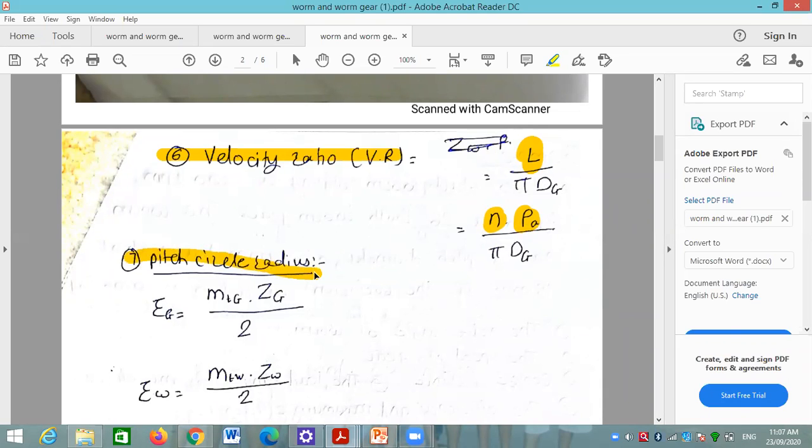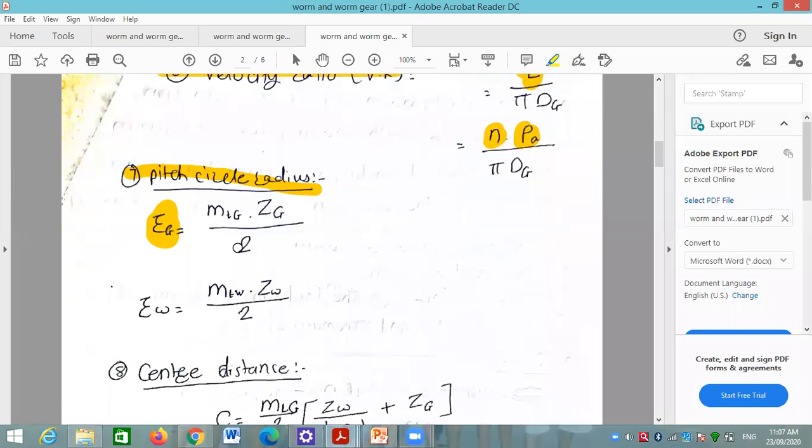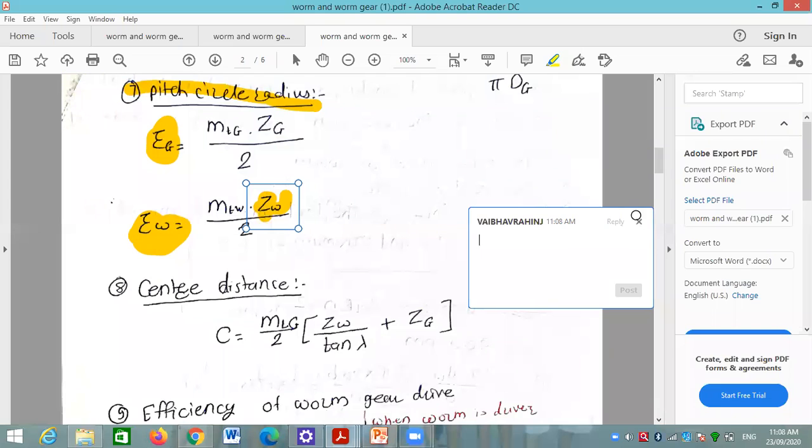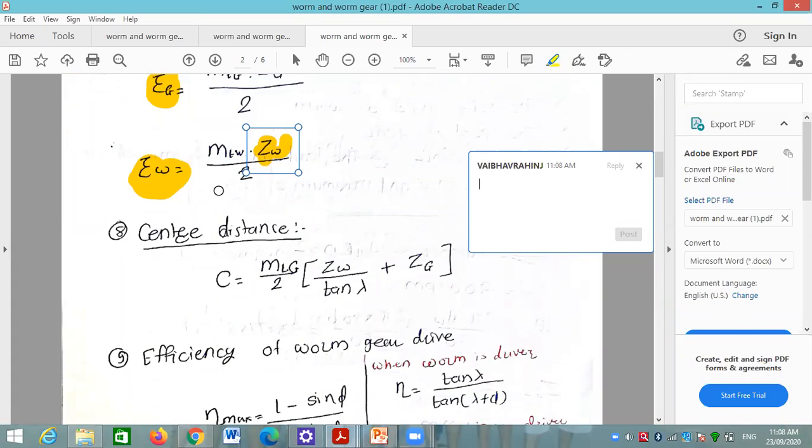Then the seventh formula is the pitch circle radius. The radius of the pitch circle, RG, that is the radius of the gear, is equal to MTG into ZG divided by 2. MTG is the transverse module for a gear, and ZG is the number of teeth on the gear. The pitch circle radius for a worm is equal to MTW into ZW divided by 2, where MTW is the transverse module for a worm and ZW is the number of teeth on the worm. This is the formula for the radius of the worm.